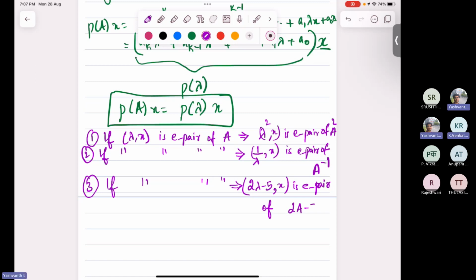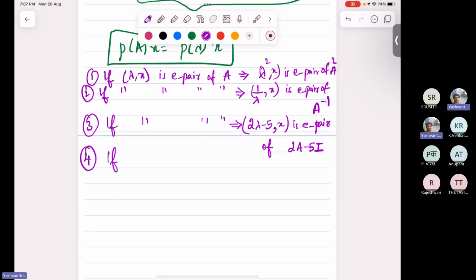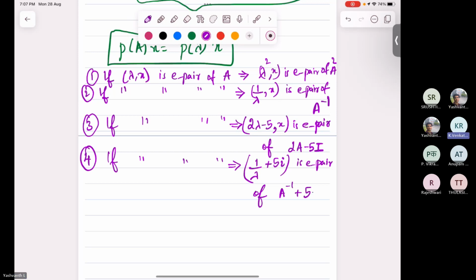Can I subtract this 5? 5I, exactly. Similarly, if all this holds true, 1 by lambda plus 5i, where i is the imaginary number, is an eigenpair of what? A inverse plus 5I. Yes. So this i is the square root of minus 1, that imaginary number I'm talking about, a complex number.